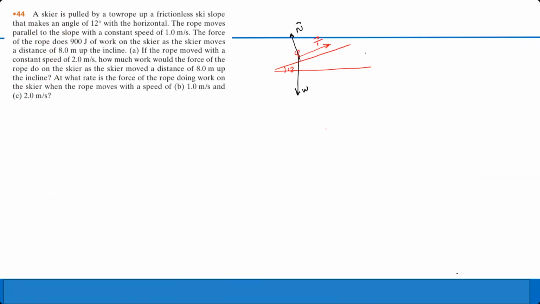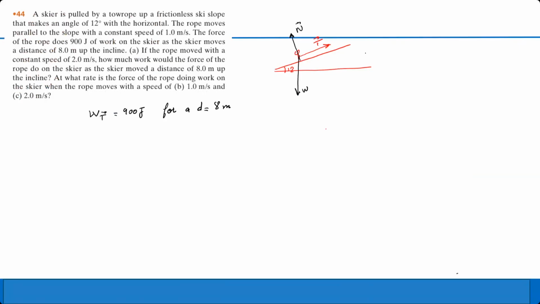The force of the rope does 900 joules of work on the skier as the skier moves a distance of 8 meters up the incline. So the work done by the tension is 900 joules for a distance d, which is equal to 8 meters.